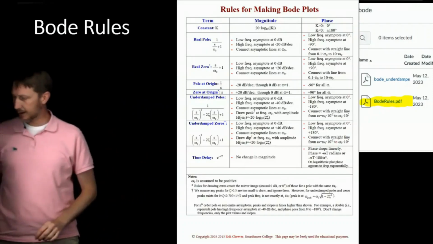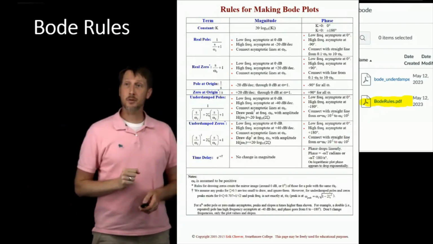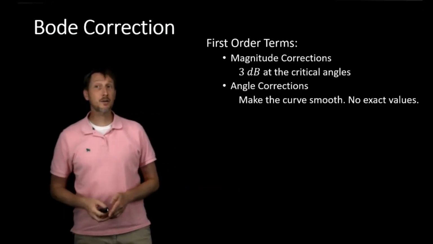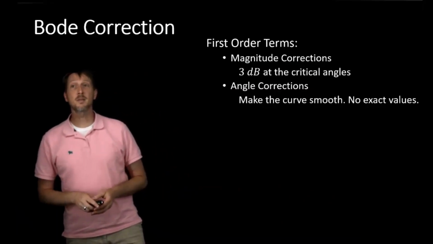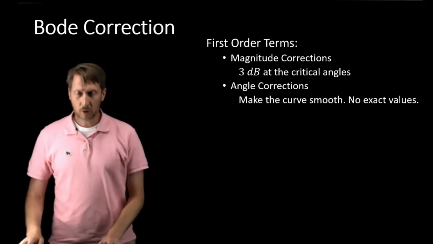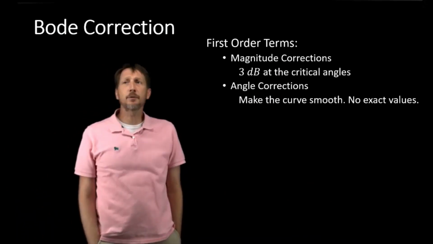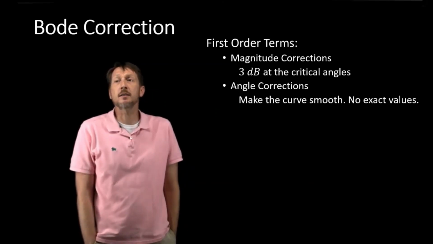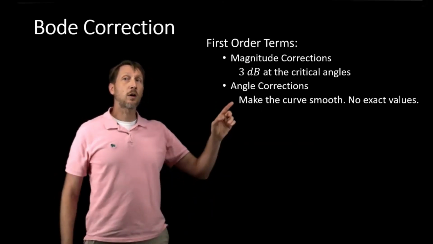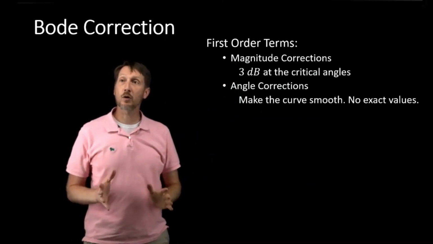So this is very handy. Make sure that you go and collect this so that you can use this as your guidebook for creating Bode plots. There's also the Bode corrections. This is one of the steps in creating the plot. Now, in general, we only are really worried about the corrections for the magnitude plot. For the angle plot, you kind of eyeball it and try to get the lines to be smooth. But for the magnitude plot, what you want to do is a 3 decibel correction at the critical angles.